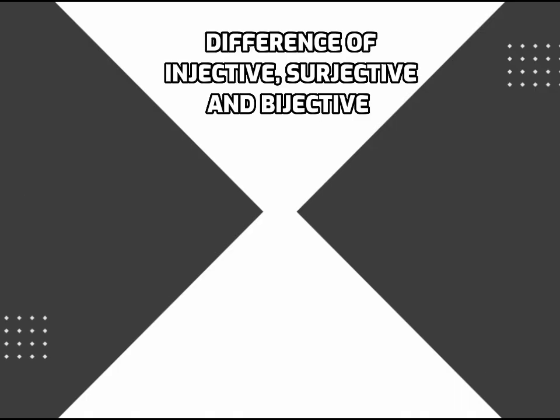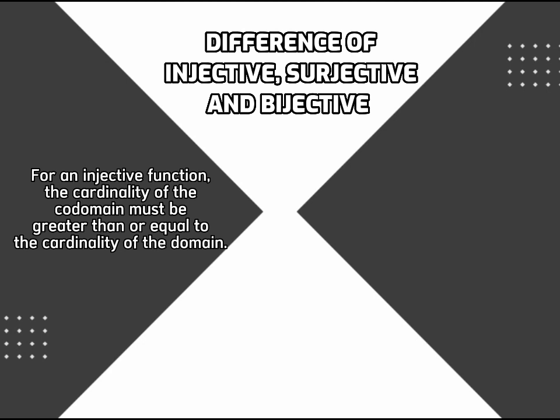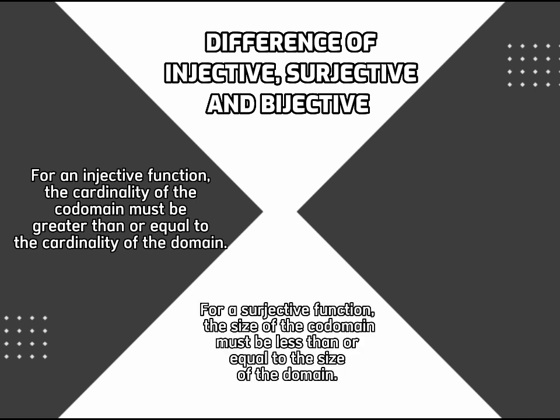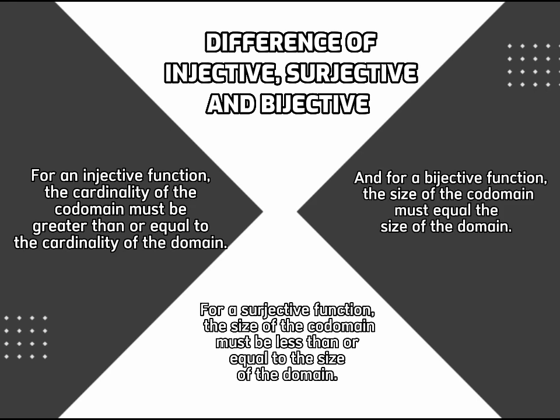So, what is the difference between injective, surjective, and bijective? For an injective function, the cardinality of the codomain must be greater than or equal to the cardinality of the domain. And for a surjective function, the size of the codomain must be less than or equal to the size of the domain. And for a bijective function, the size of the codomain must equal the size of the domain.